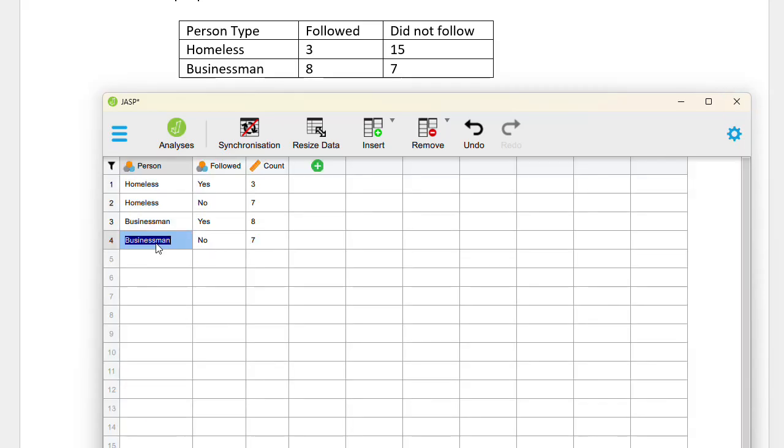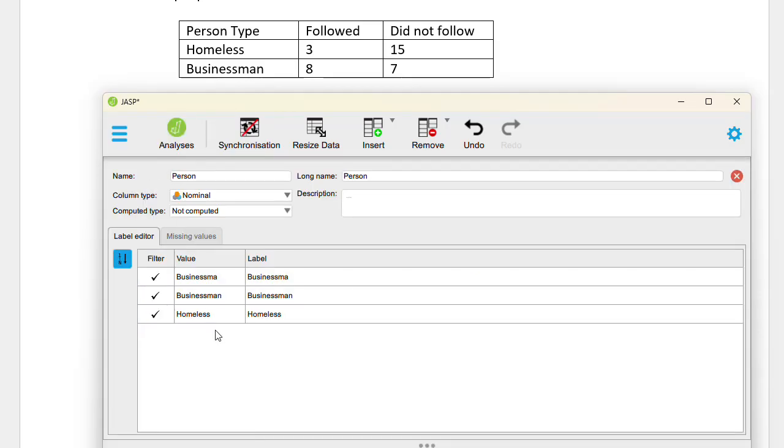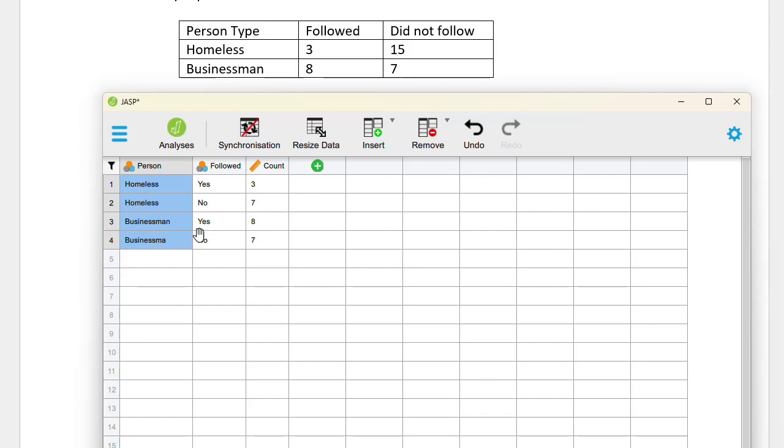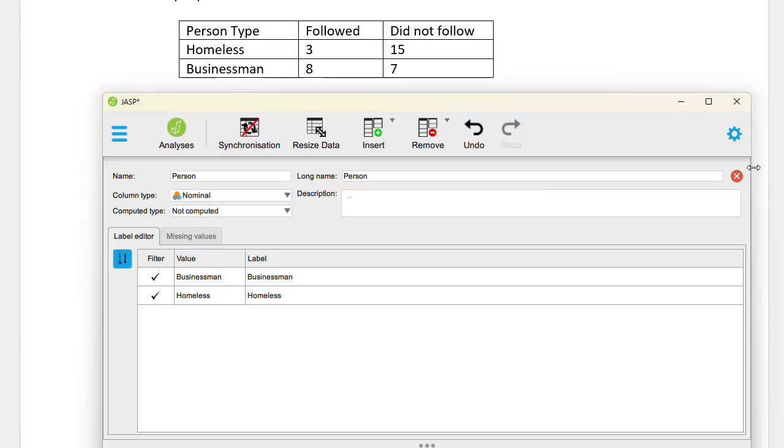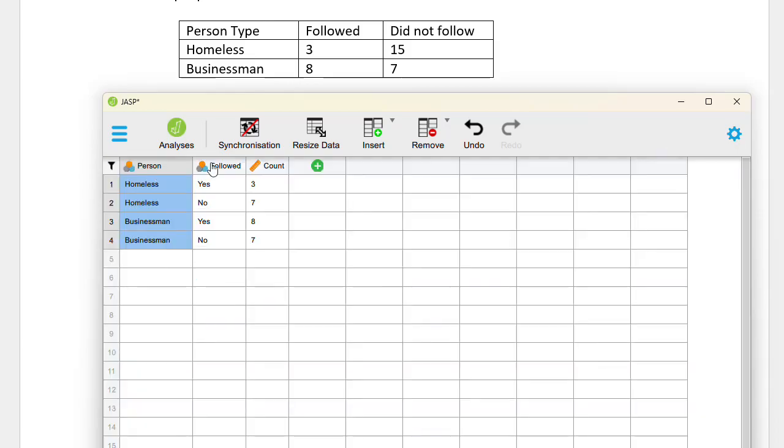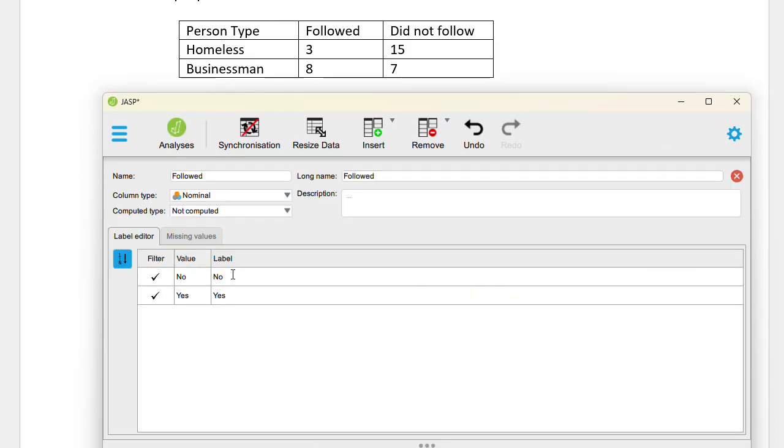So let's say, let's spell businessman wrong. Okay, so now if we come up here, you can see you now have 3. So if you click on that and you show 3, you know that, oop, I did something different or I did something wrong. Make sure to fix that. And then you can come back and see, okay, I only have 2 there. For followed, I only have yes and no, so I'm good there.